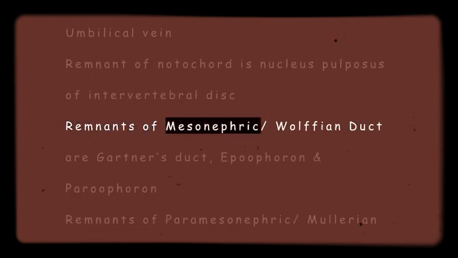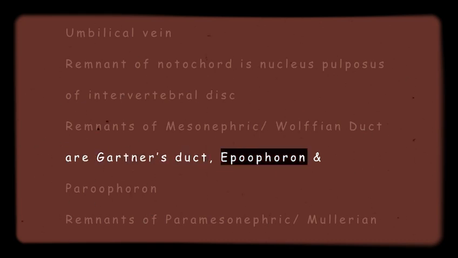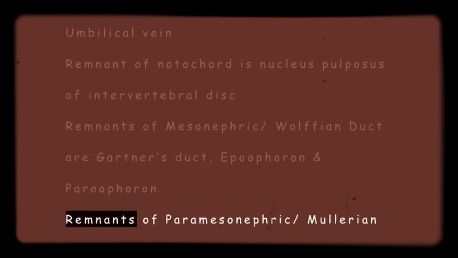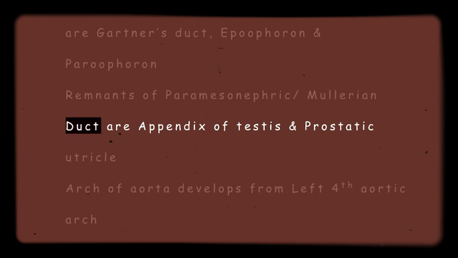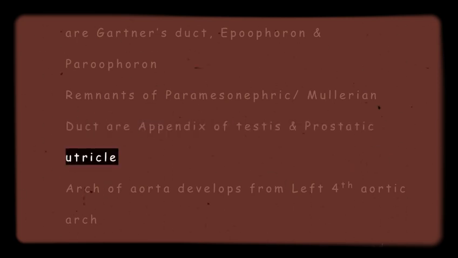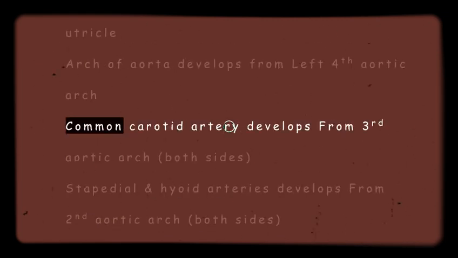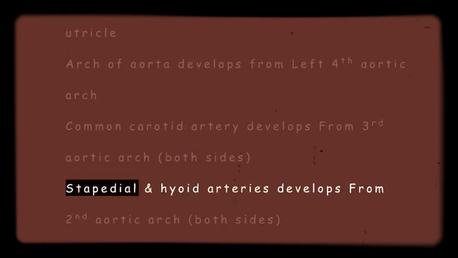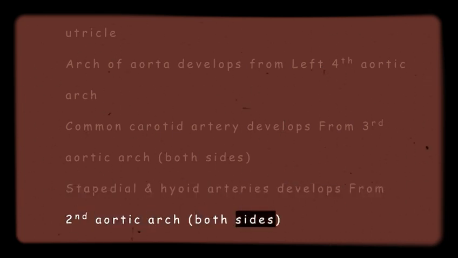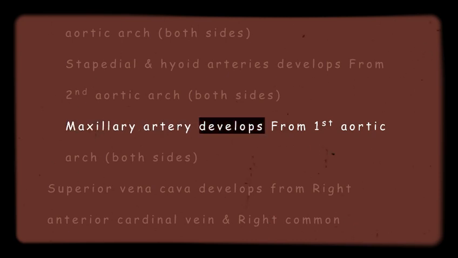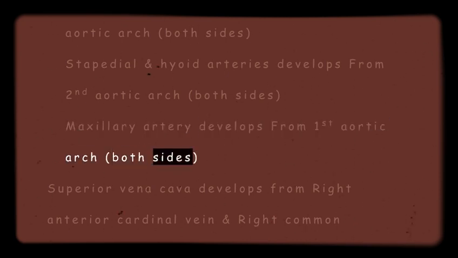Remnants of mesonephric / Wolffian duct are Gartner's duct, epiphoron and paroophoron. Remnants of paramesonephric / Mullerian duct are appendix of testis and prostatic utricle. Arch of aorta develops from left fourth aortic arch. Common carotid artery develops from third aortic arch, both sides. Stapedial and hyoid arteries develop from second aortic arch, both sides. Maxillary artery develops from first aortic arch, both sides.